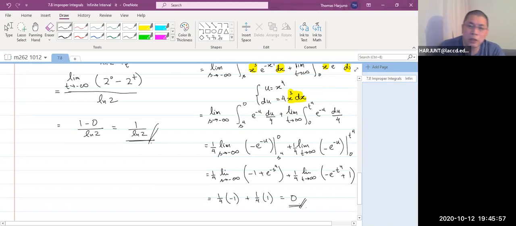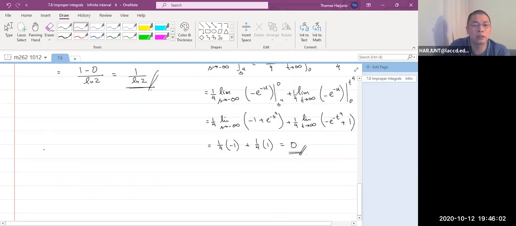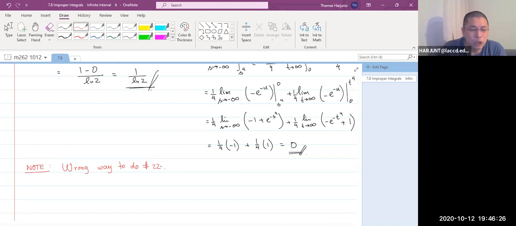But be very careful with the following argument. Let me write this down. Wrong way to do number 22. It's actually a good idea. The following way is actually a good idea. It just happened that when we do negative infinity to infinity, this is not the correct way.